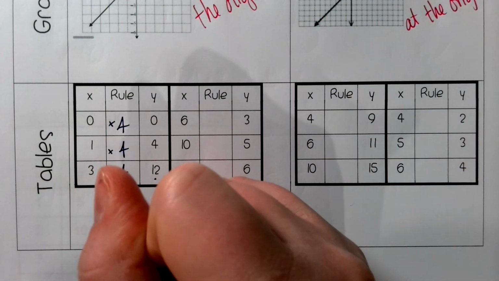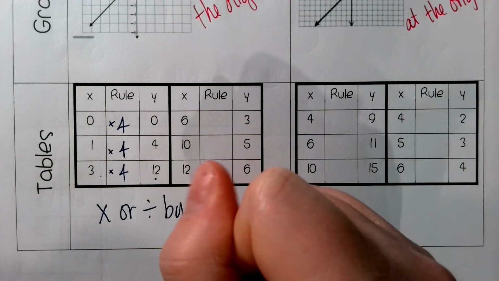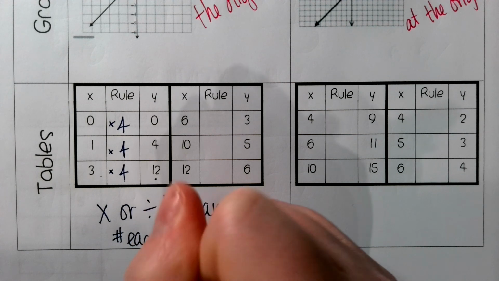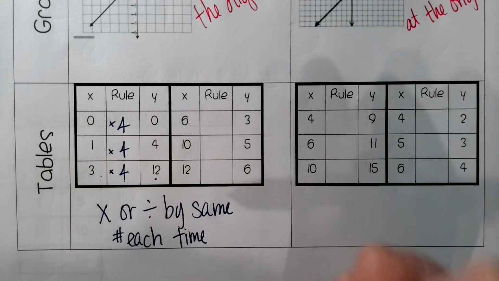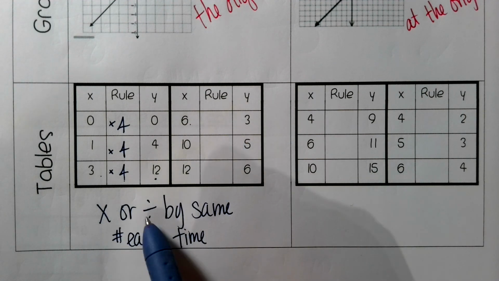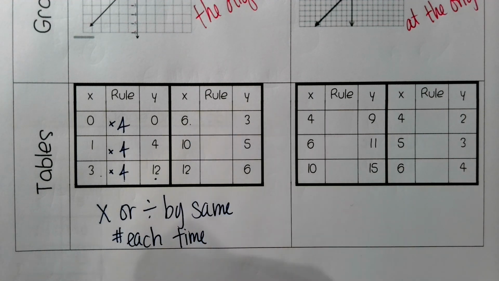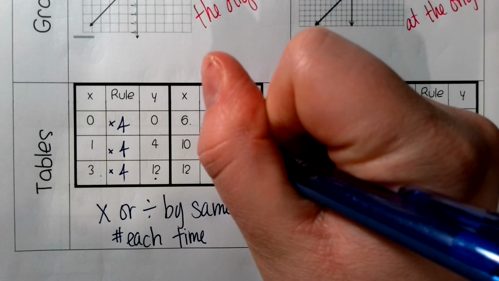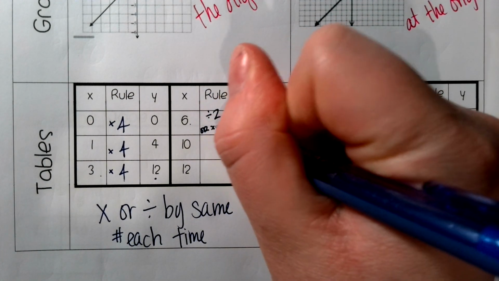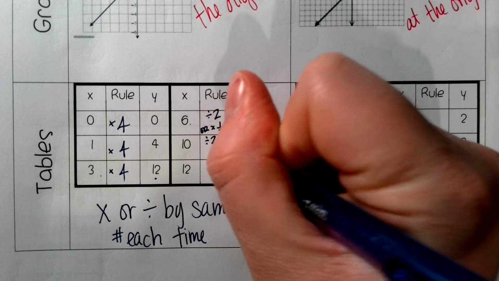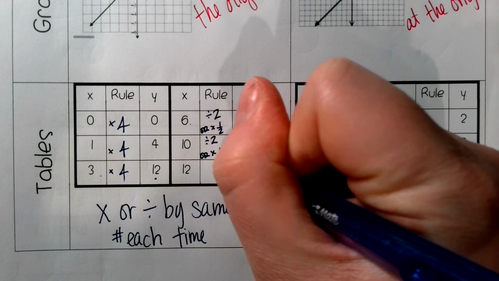So you're going to be multiplying or dividing by the same number each time. This one, we go from 6 to 3. Multiplying or dividing, how do I go from 6 to 3? I divide by 2, or I can multiply times 1/2. How do I go from 10 to 5? Again, divide by 2, or I can multiply times 1/2.